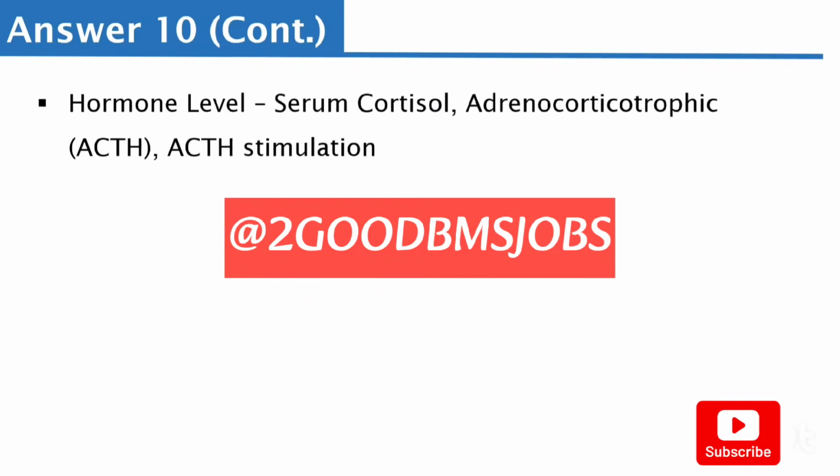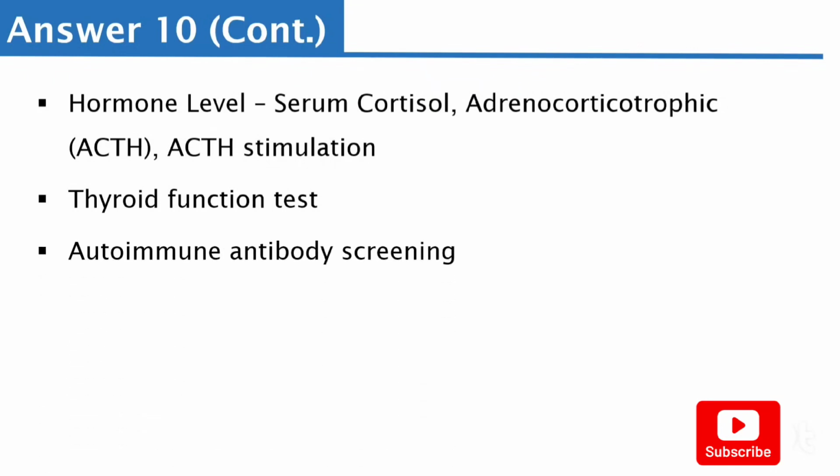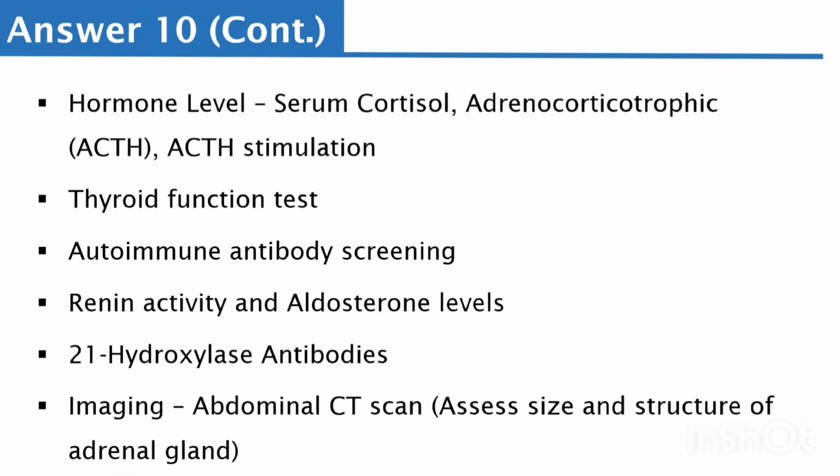Now, because it has to do with hormones, we look at the hormone levels, things like serum cortisol or serum adrenocorticotropic hormone, ACTH, or even the ACTH stimulation test, as the case may be. We're also going to look at thyroid function tests, and autoimmune antibody screening to see whether what is affecting the adrenal gland is due to autoimmune disease. We can look at renin activity and aldosterone levels, 21-hydroxylase antibodies, and imaging.